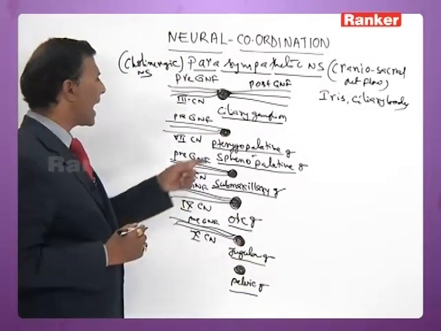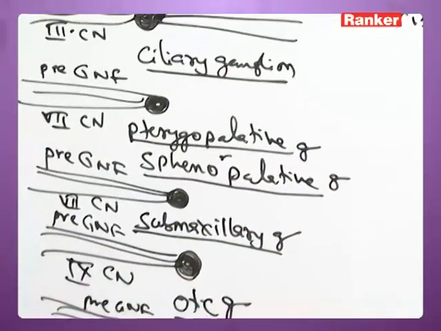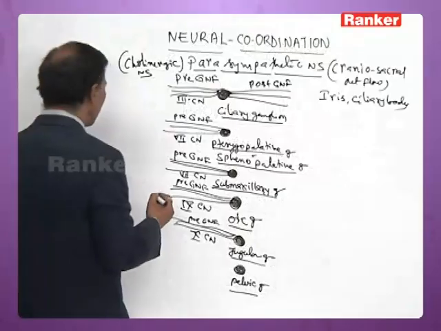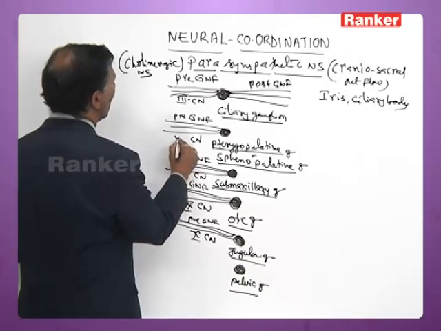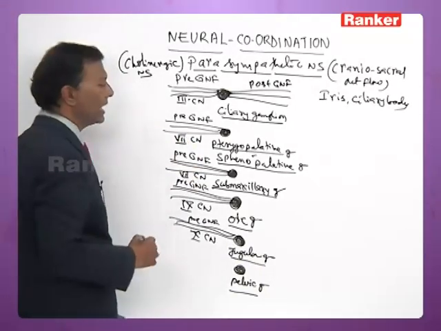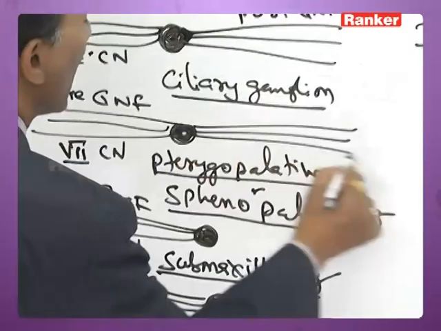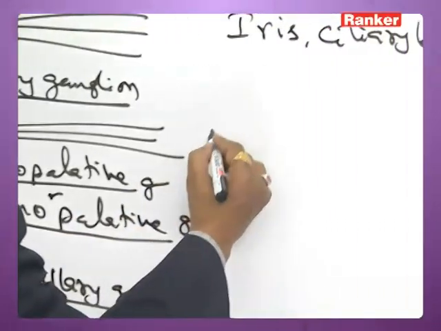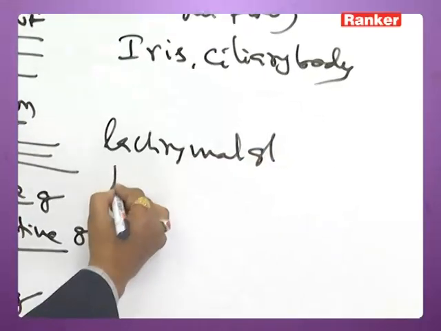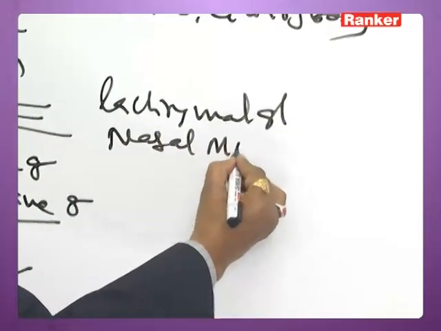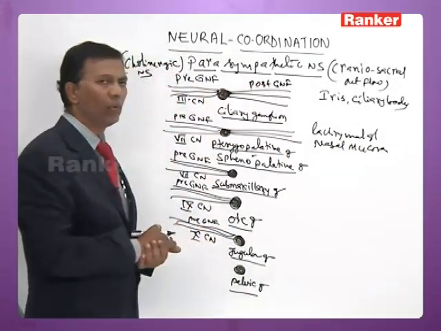Then the preganglionic nerve fibers of the pterygopalatine ganglion or sphenopalatine ganglion accompany the seventh cranial nerve. So they are associated with the seventh cranial nerve. And their postganglionic nerve fibers innervate the lacrimal gland and nasal mucosa.